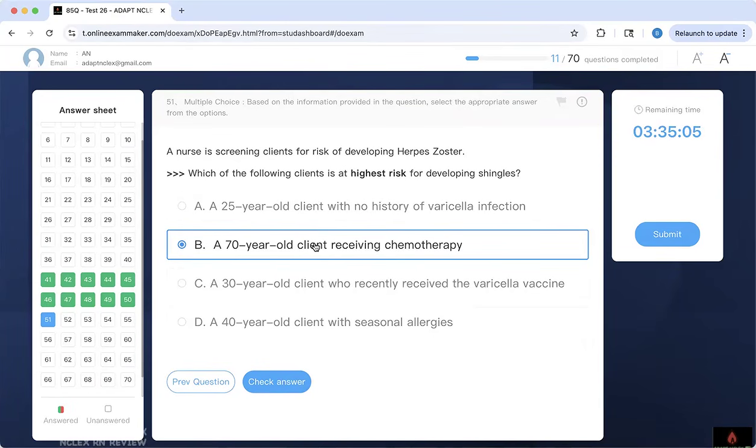If you never had a history of infection, you get what? Active infection. You can't have shingles. The 30-year-old client who recently received the vaccination is being made immune. The 40-year-old client with seasonal allergy, it has nothing to do with it. But if you're receiving chemotherapy and are 70 years old, most likely you've been exposed before, and therefore you become immunocompromised. And what will happen? You develop shingles. That's that patient.